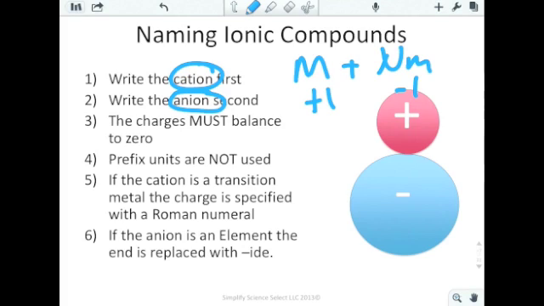Or if we look at the metal has a +2 charge, then the non-metal has to have a -2 charge, or two -1 charges, which balance that out. And we'll look at that in detail in just a second.